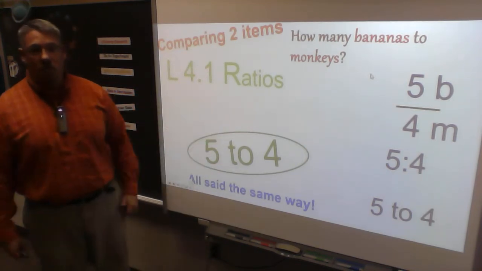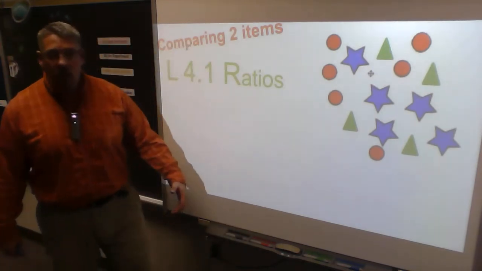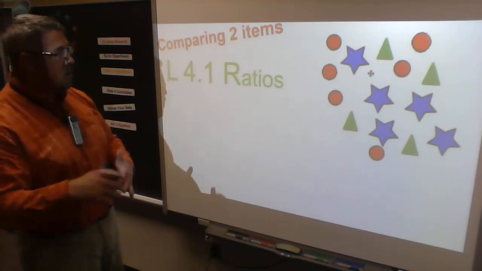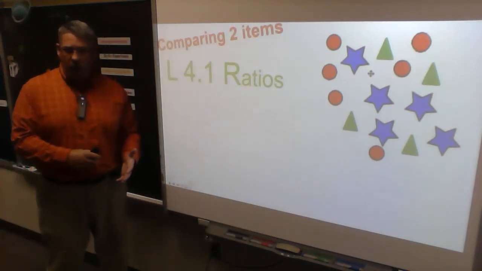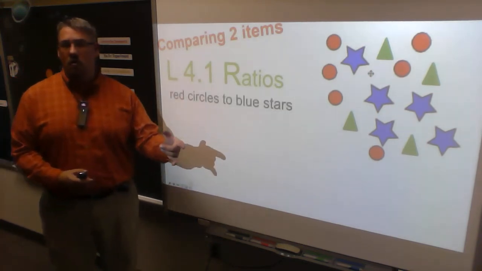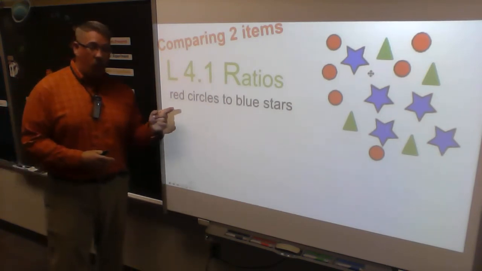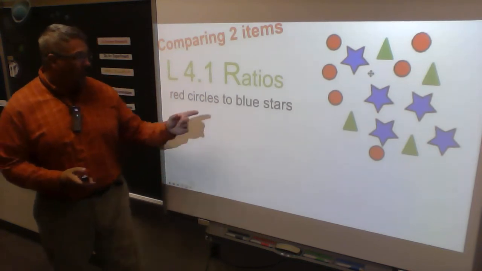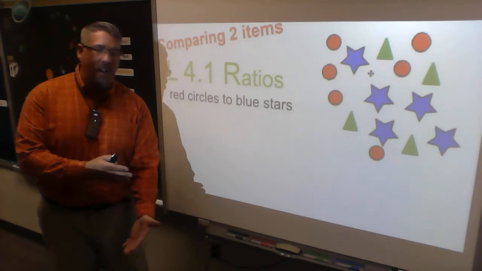Well, we don't have to use just monkeys and bananas. We can use shapes also. It's kind of like Lucky Charms. I have red circles, blue stars, green triangles. And it's going to tell me what they want me to compare. So let's start with the idea of comparing red circles to blue stars. So I know the order that the numbers have to go in. However many red circles there are has to be my first number or my top number. And my second number has to be however many blue stars there are, or it'd be my bottom number.